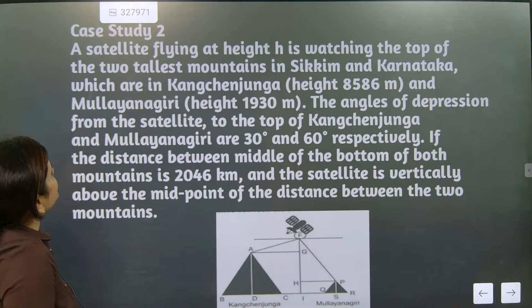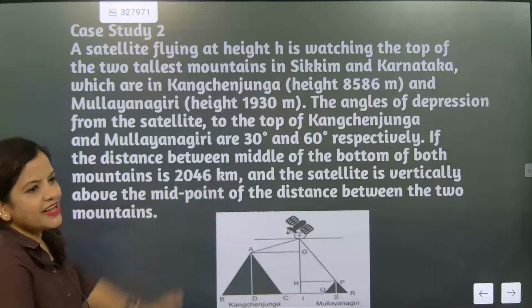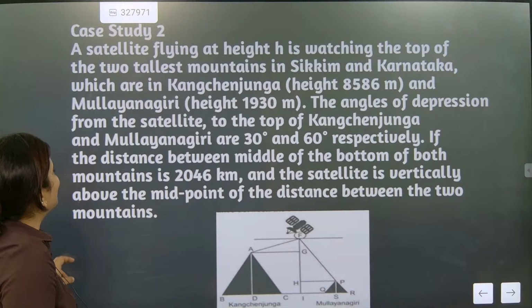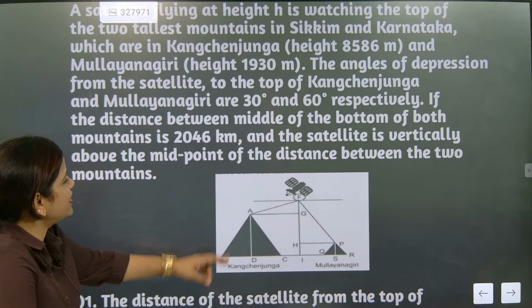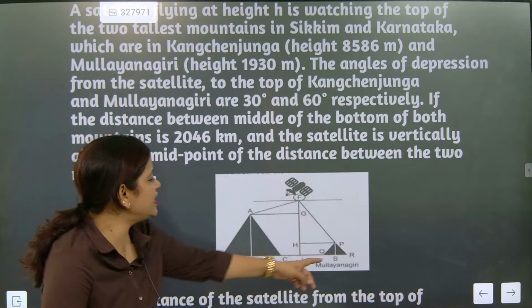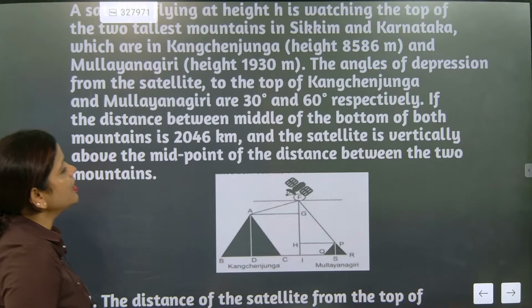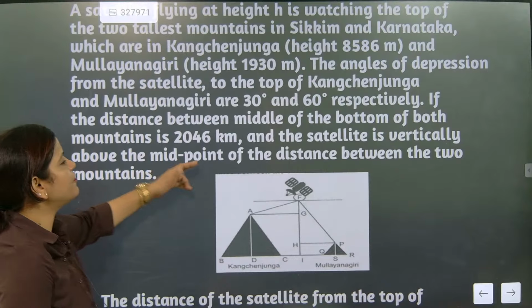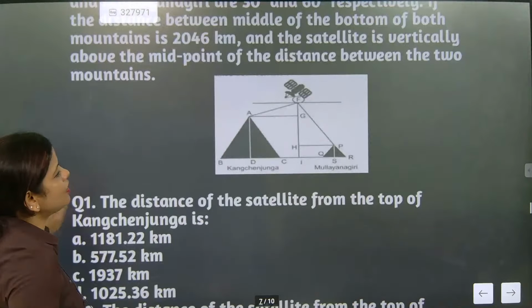The angle of depression from the satellite to the top of Kanchenjunga and Mullenagiri are 30 degree and 60 degree respectively. If the distance between middle of the bottom of both the mountains, so what is the distance between DS? DS distance is coming as 2046 kilometer, and the satellite is vertically above the midpoint of the distance between the two mountains. Now, are you ready for solving the question?